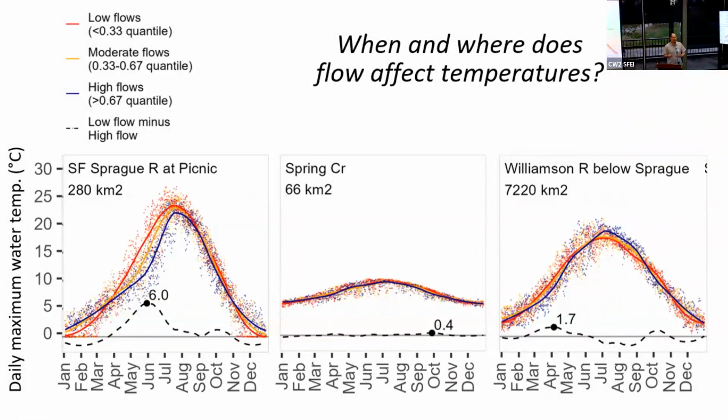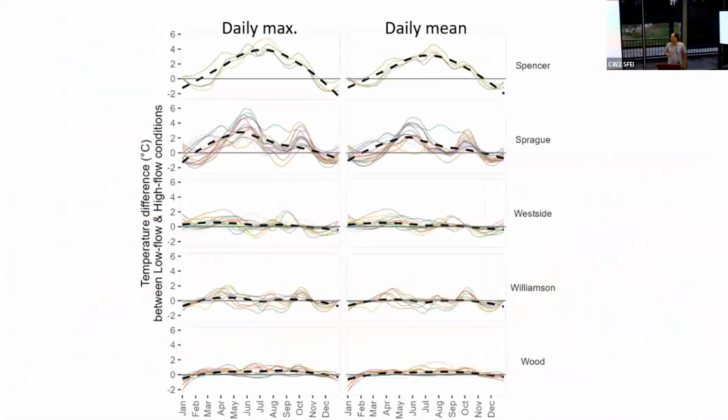And that's because when you have high flows at this site, it means you've got more warm water coming down the Sprague River, and it's diluting that cold water coming from Spring Creek down the Williamson River. So that's just kind of a weird site, but most things fall in between those two extremes.